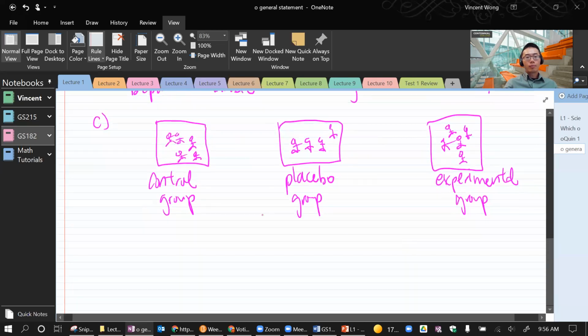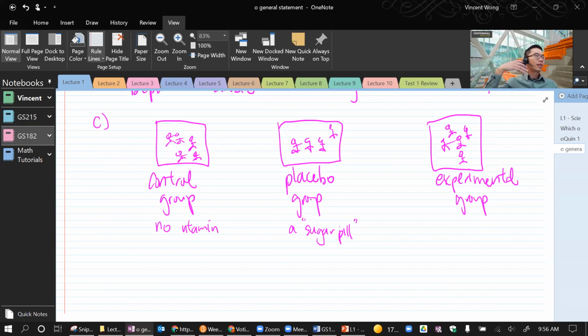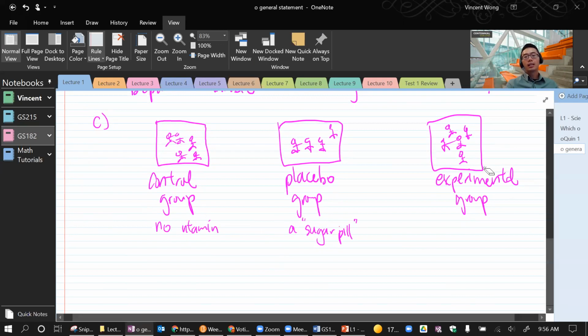So what is the control group? Control group will have no vitamin. They're not going to be taking anything. Placebo group, you will give them a sugar pill. You will tell them this is vitamin, but actually it's not. So that will account for things like psychological effect or bias. And experimental group would be actual vitamins.